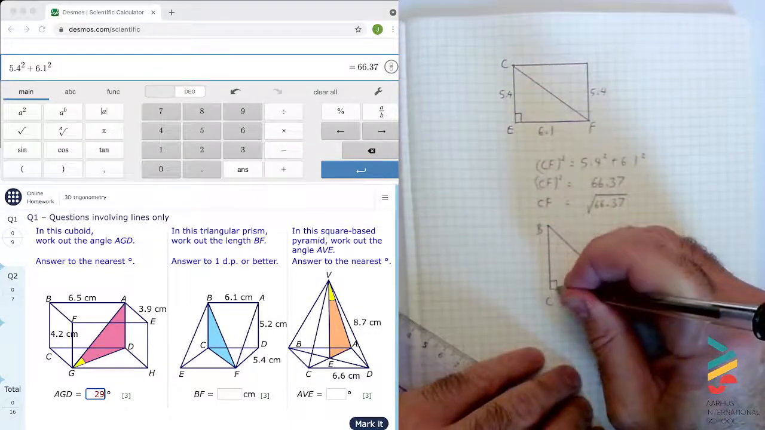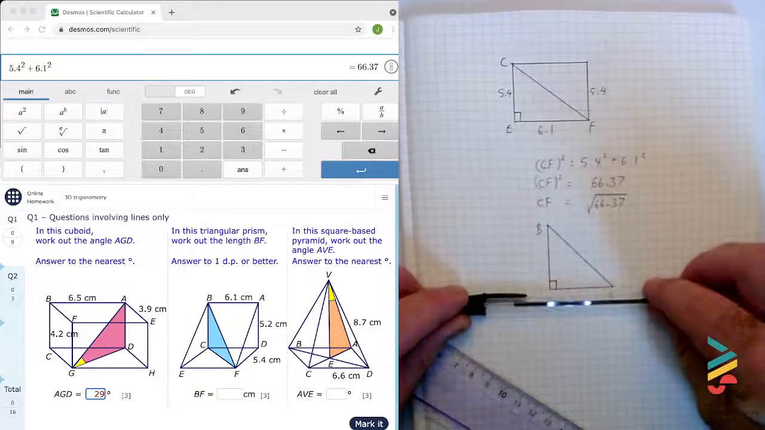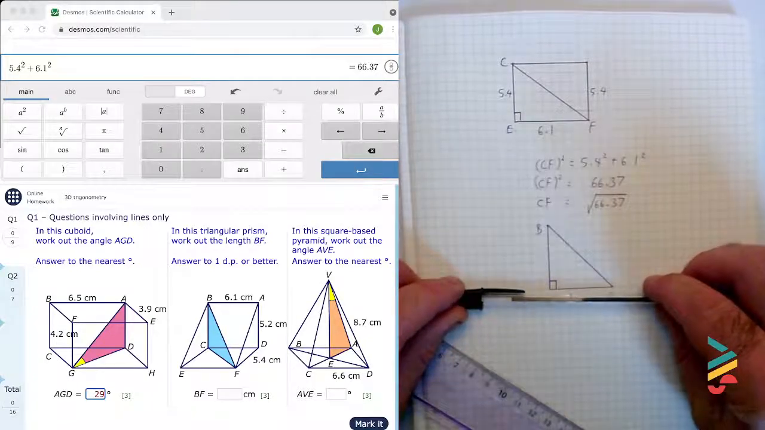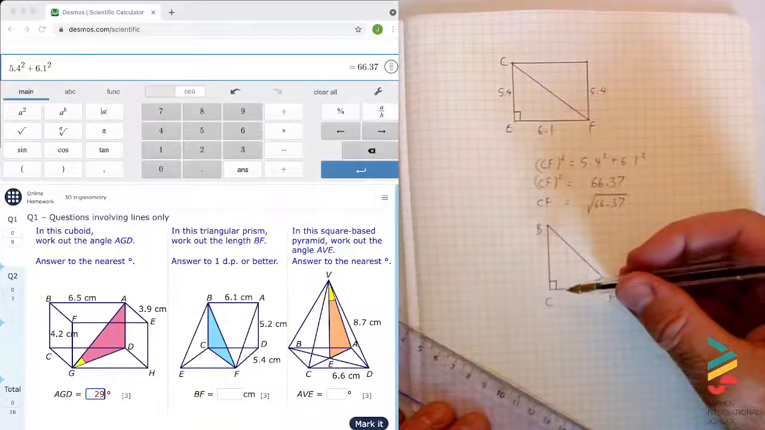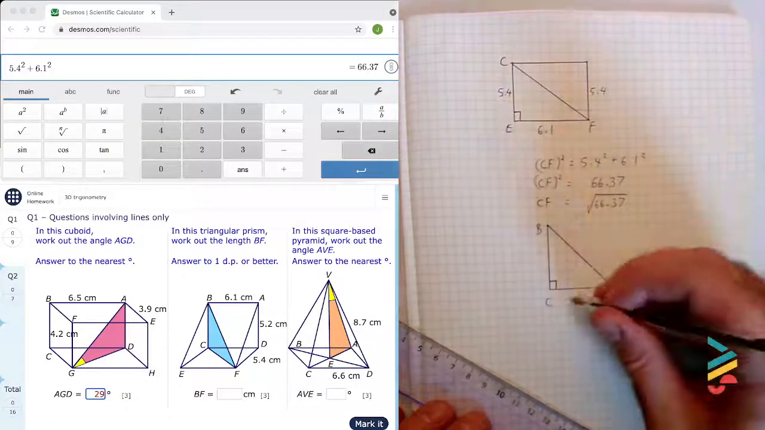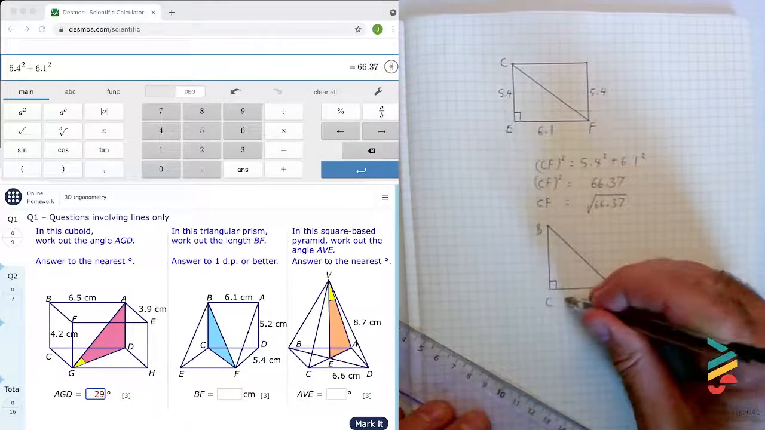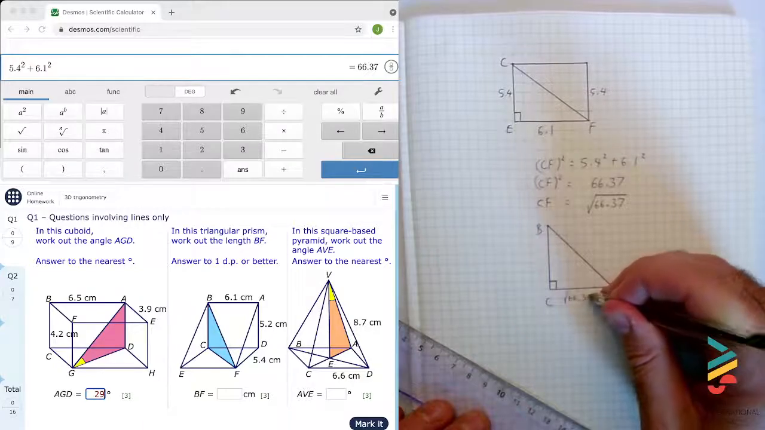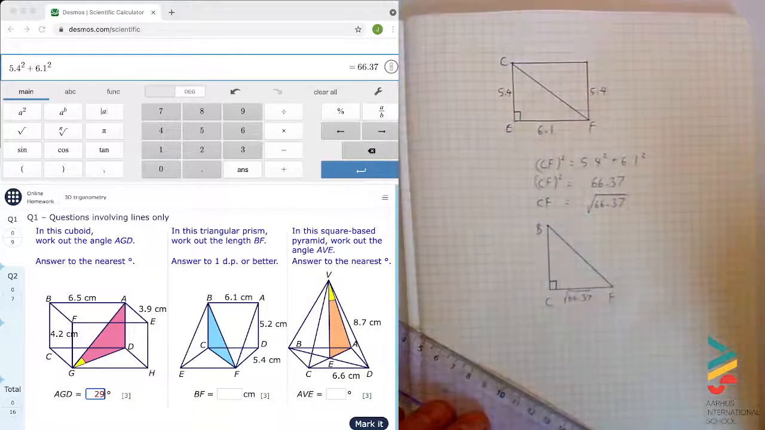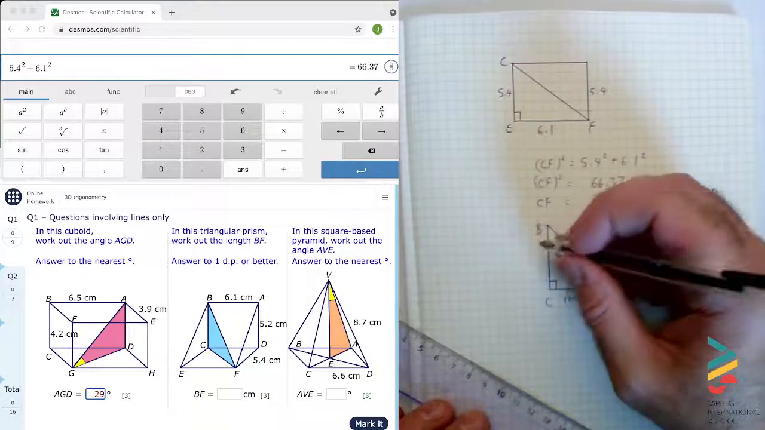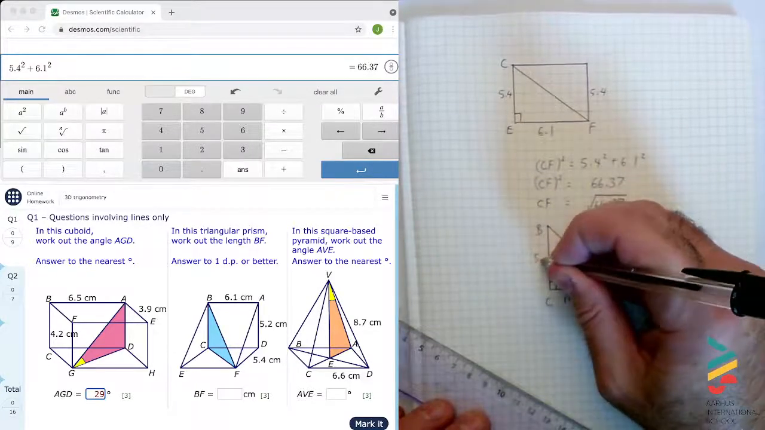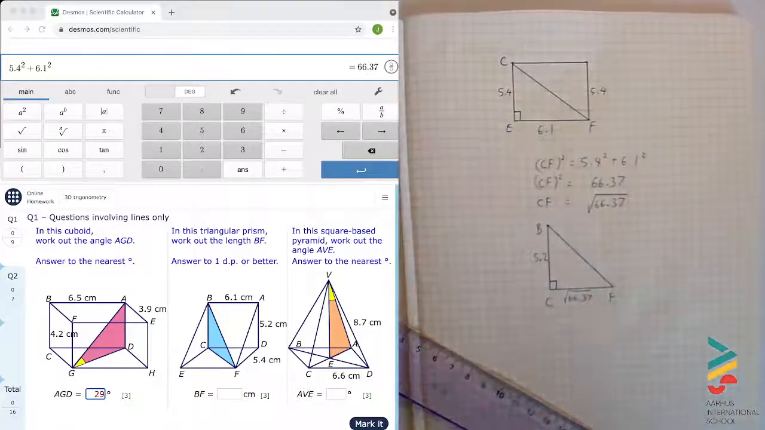It's right angled because it's something that's perfectly horizontal along the ground in CF against something that's perfectly vertical. So they're perpendicular to each other. It's right angled. We've just figured out that CF is the square root of 66.37, and we know that BC is the height of the whole thing given in the question as 5.2.